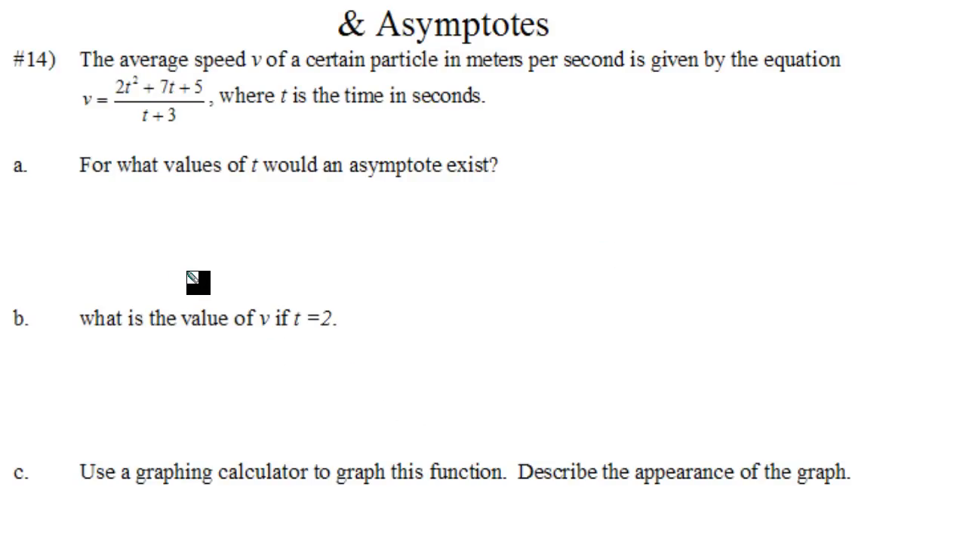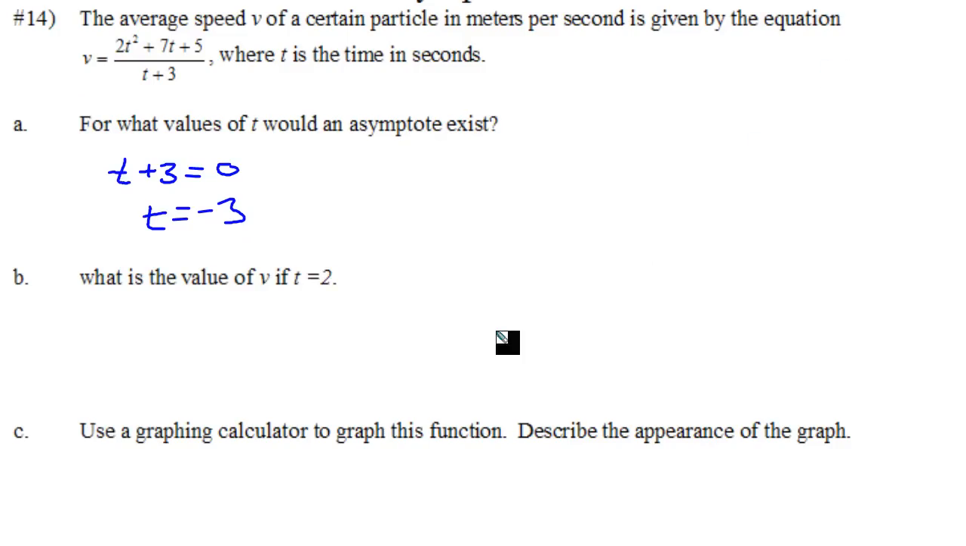Number 14. The average speed v, which is velocity, of a certain particle in meters per second is given by this equation, where t is the time in seconds. For what value of t would an asymptote exist? Well, you take t plus 3, set it equal to 0, and you get t is negative 3. Part B, what is the value of v if t is 2? Simple.